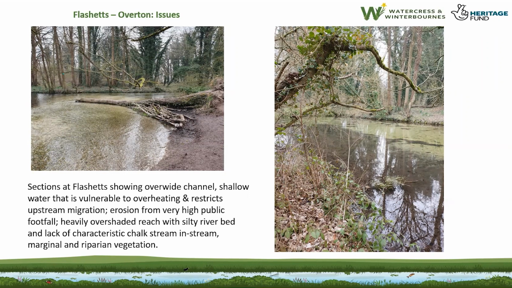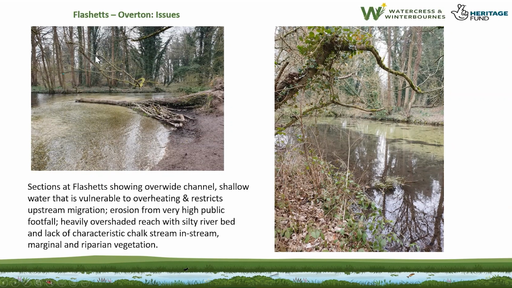You can see here that the river is very overwide and very shallow, and the banks, particularly in the top left-hand picture, you can see this bank here has really been eroded. It probably should be back around here somewhere. The river is so shallow that fish can't really move up through it to get up to the better breeding grounds further upstream. This wood here, which is on the south bank, is shading the river really badly. It's a uniform age, a lot of old sycamores and some ash, some diseased, unfortunately.